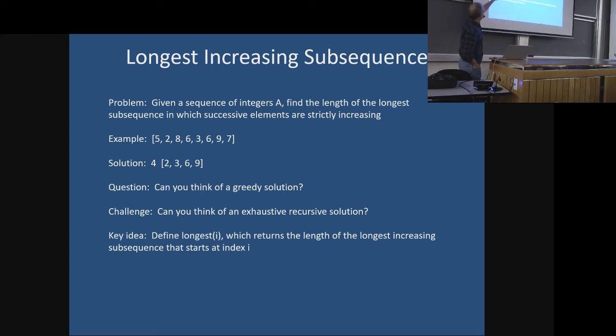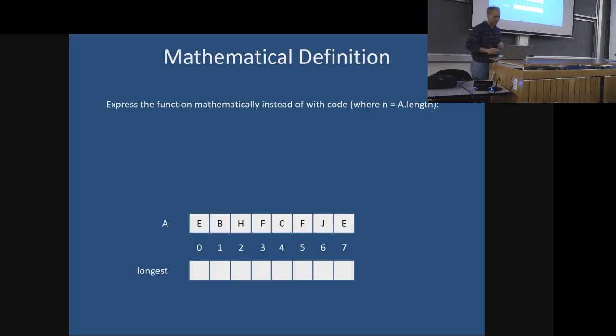So up here, what would be longest of 0? It would be 5, 6, 7, or 5, 6, 9. So it would be 3. What would be longest of 1? 2, 3, 6, 9, or 2, 3, 6, 7. So you're basically saying it has to start at I. What's the best you can do if you're constrained to start at I? Right? So let's see how we can do that.